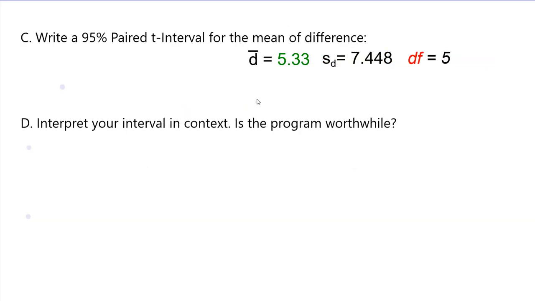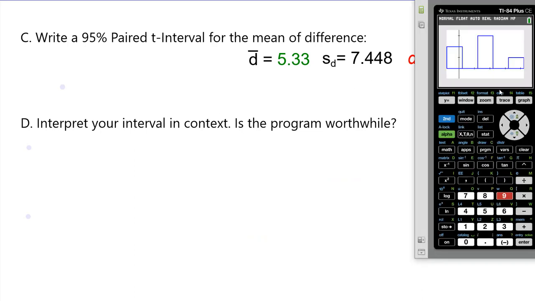All right, so write a 95% paired t-interval for the mean. We actually already did that. I'm going to go to stat. We're going to do our t-interval. Try that again. Okay, so we have the data. Put it in. We're good. All right, so we believe that's anywhere between negative 2.4 and 13.